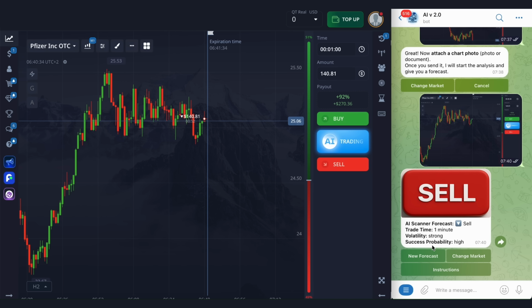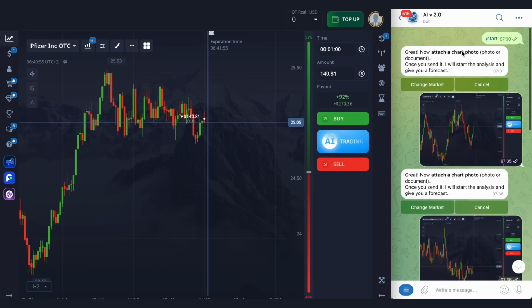Prediction is that this is gonna be a strong volatility level trade with a success probability set to be high. On our timer, we have 46 seconds left, ladies and gentlemen. Once again, this is your AI screener version 2.0 predicting this trade to be a sell, and as we can see, the buyers have pushed the market. We are hoping the sellers are gonna come in and drag the market downwards to give us our next win in the market.